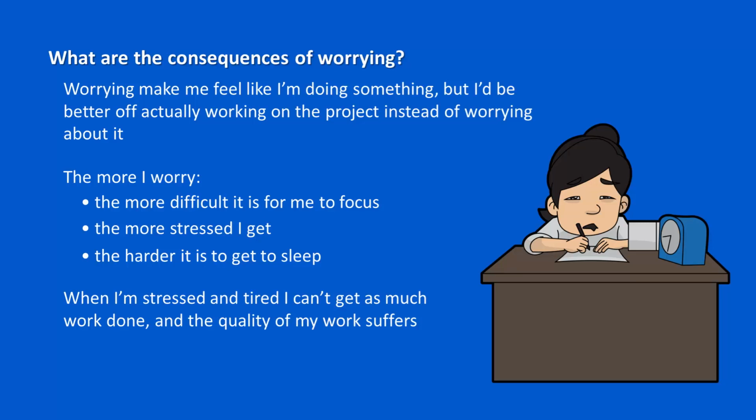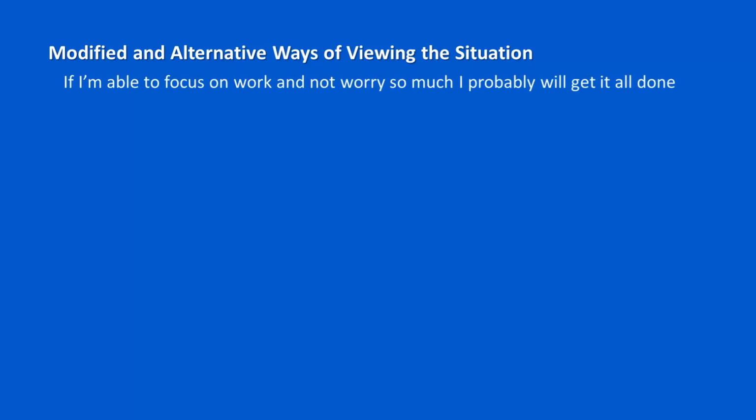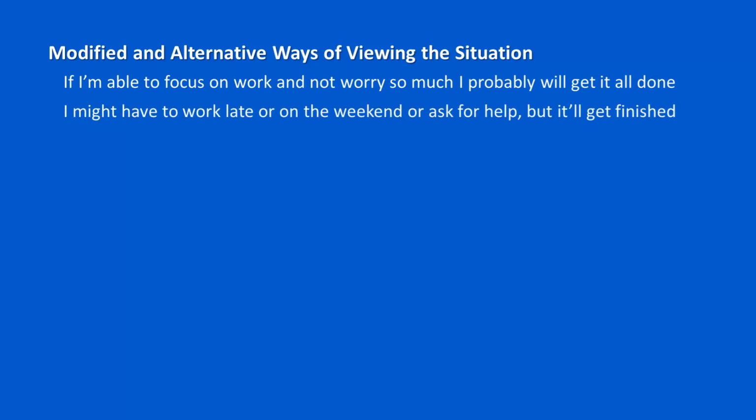So now, based on our answers from the last section, we come up with modified and alternative ways of viewing the situation and predicting what's going to happen that don't cause us so much anxiety and give us less reason to worry. If I'm able to focus on work and not worry so much, I probably will be able to get it all done. And I might have to work late or even on the weekend or ask for some help, but one way or another, I'm going to get it finished.